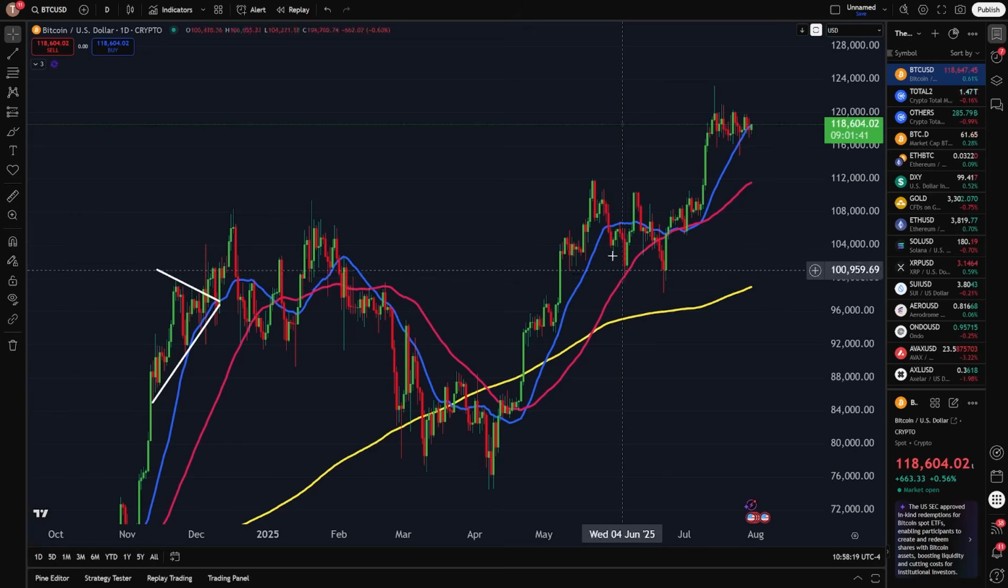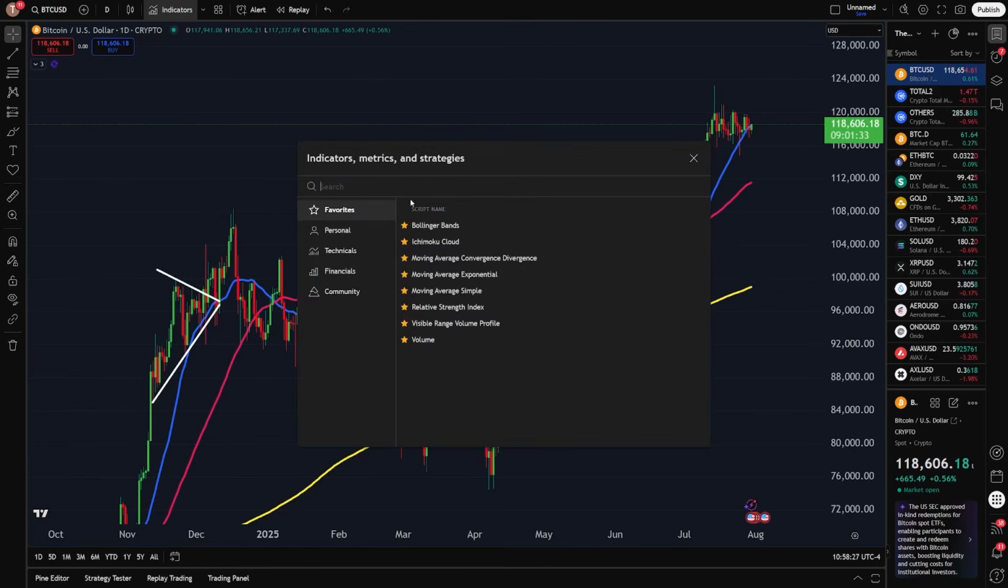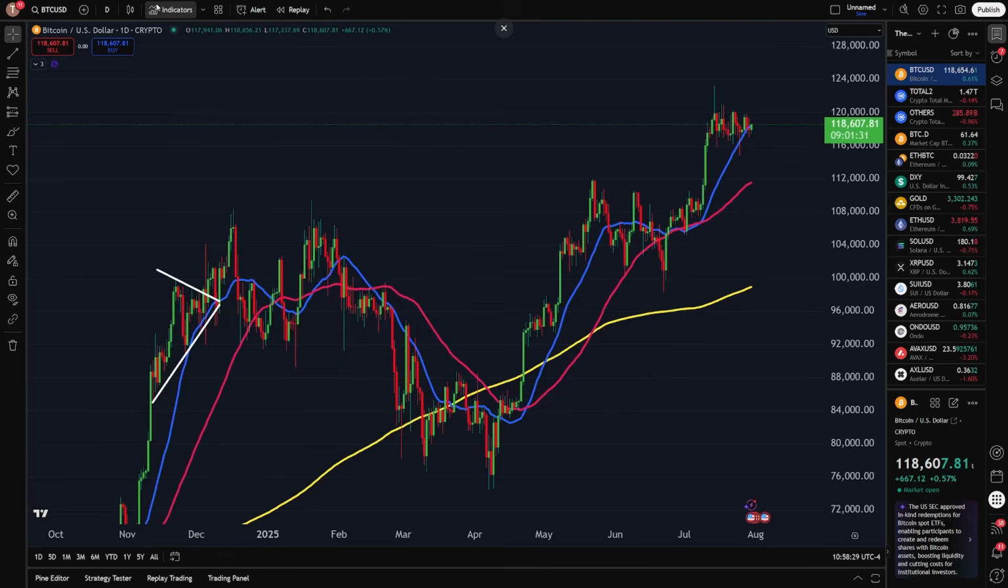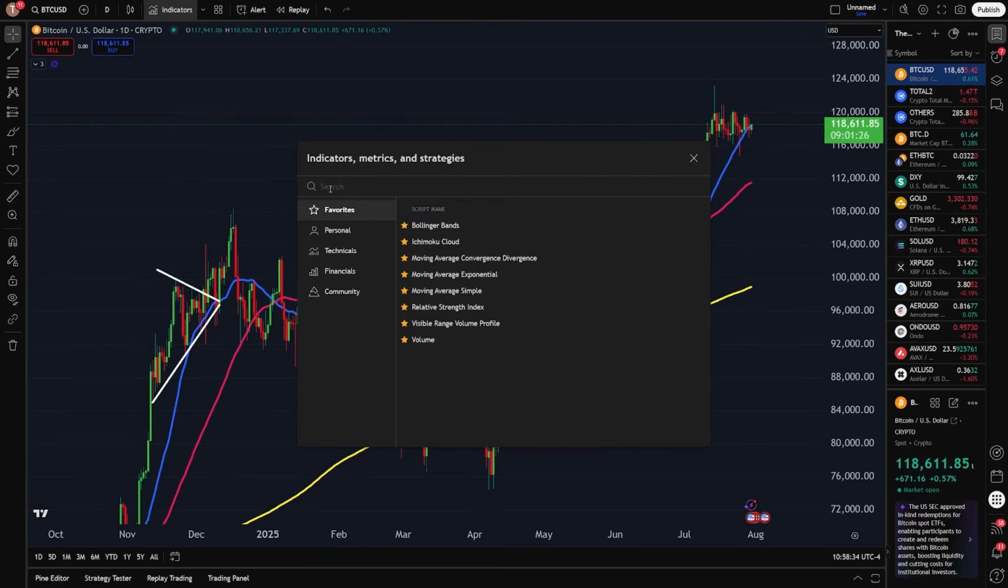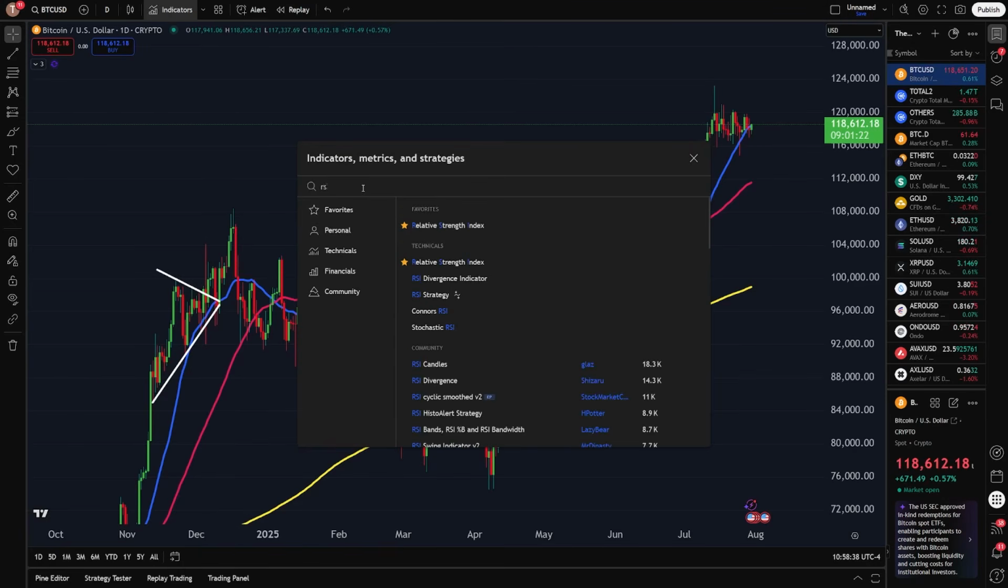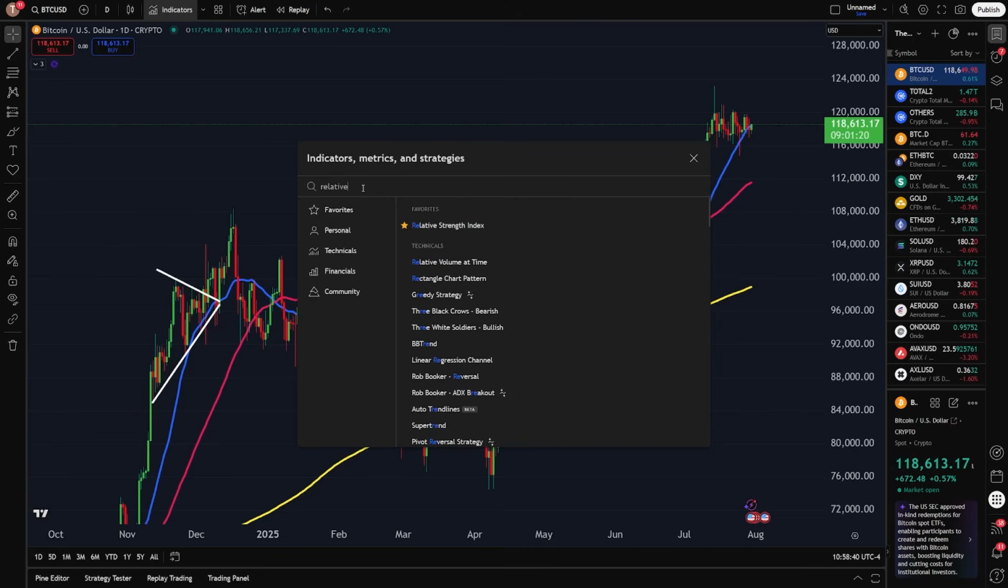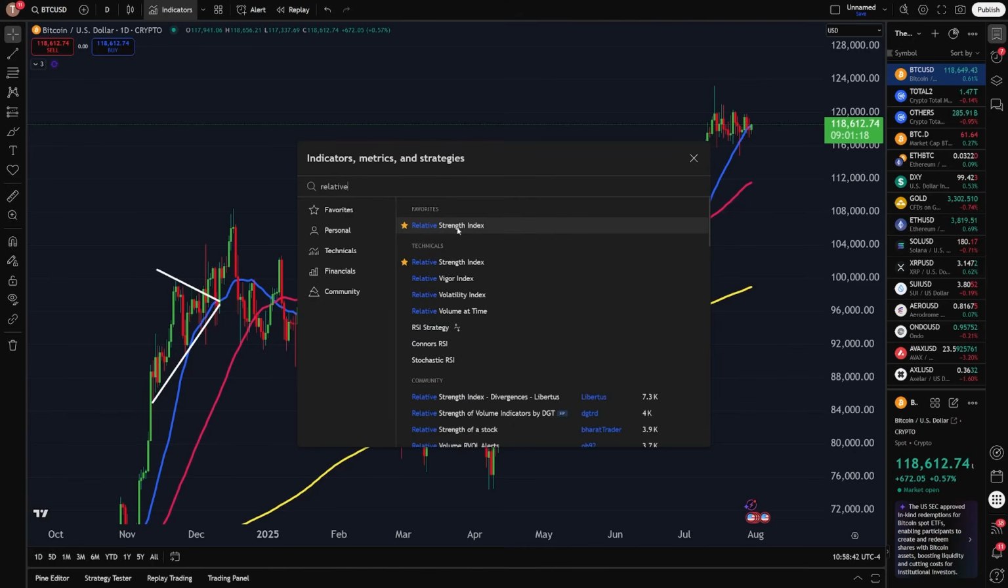Technique number 2 that I wanted to talk about was an indicator called the Relative Strength Index, or the RSI. This is where it's going to get a little bit more advanced, because when it comes to indicators, you have to come up to the top of your chart, click on indicators, and then you can type in RSI, or Relative Strength Index, and it's going to come right on up.